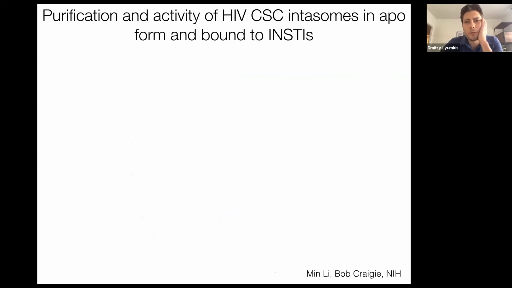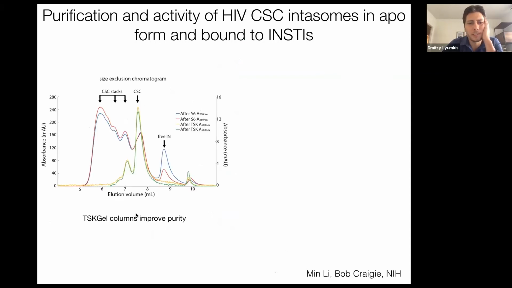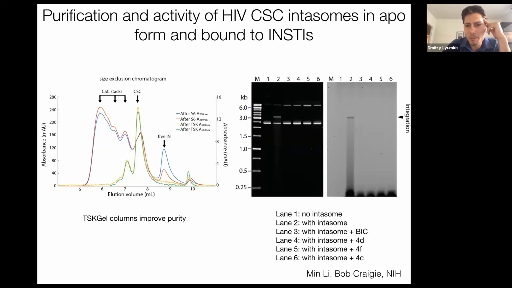We can purify cleaved synaptic complex intasomes, both in their apo form as well as bound to INSTIs. It's a multi-step purification. We initially get a rather heterogeneous assembly, a mixture of intasomes and higher order aggregates. We take them through multiple rounds of size exclusion chromatography. We use these aggregate columns to remove some of these impurities. In the end, we get this peak right here off of a size exclusion column. It's not the cleanest peak, but it works for our purposes.